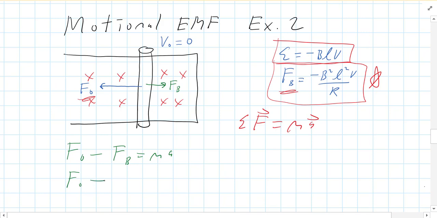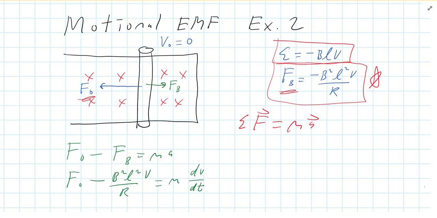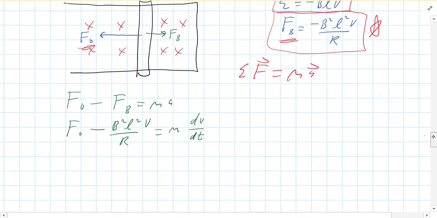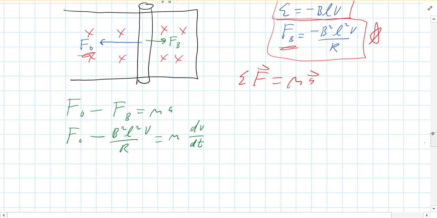F naught's a constant force. The F of the bar, or F magnetic field on the bar, is B squared L squared V over R, and this equals M, and then of course A is dV dt. So again, got the classic first order differential equation. We got V and its derivative in the same equation. So we got to separate our velocity from our time. So now it's a little bit of algebra here.